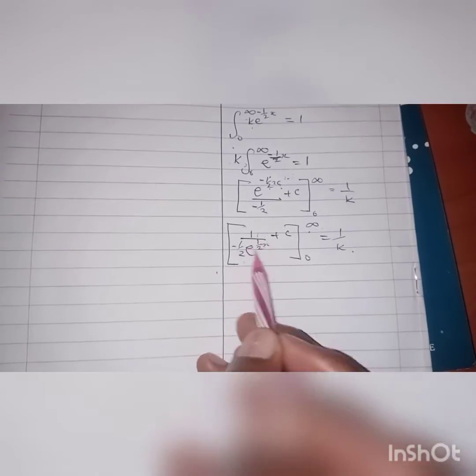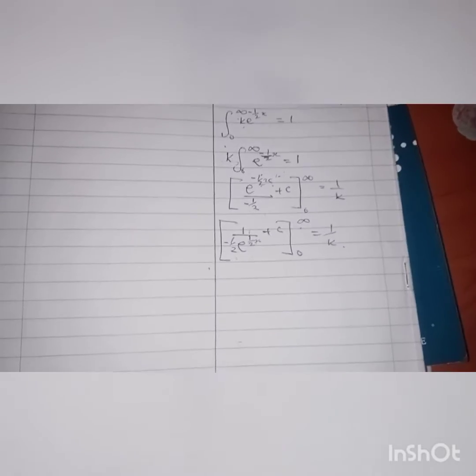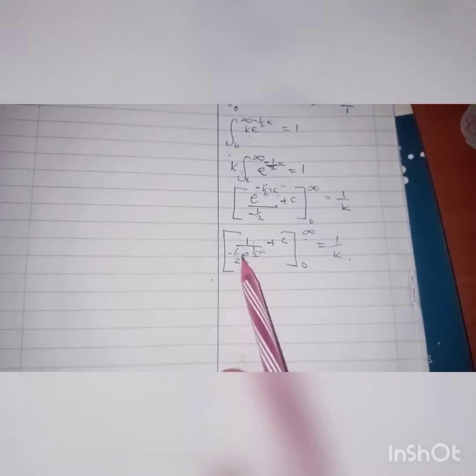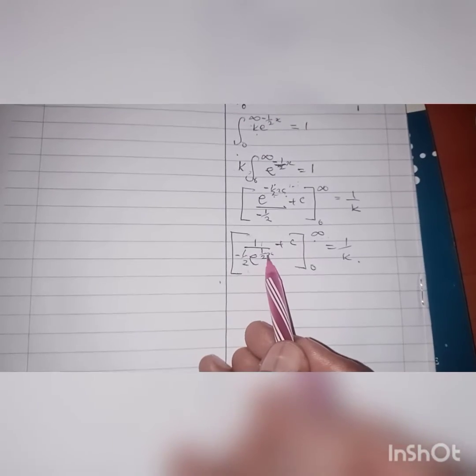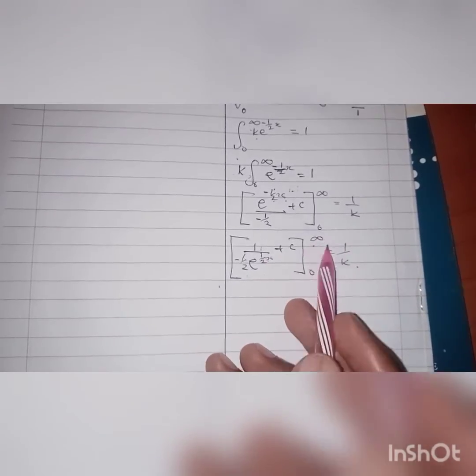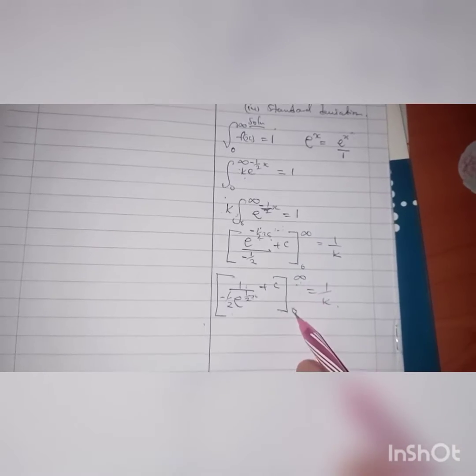What is happening to this? Let me simply and briefly explain to you how to obtain the limits of this function. Now when x approaches infinity, these are the values of x from 0 to infinity.